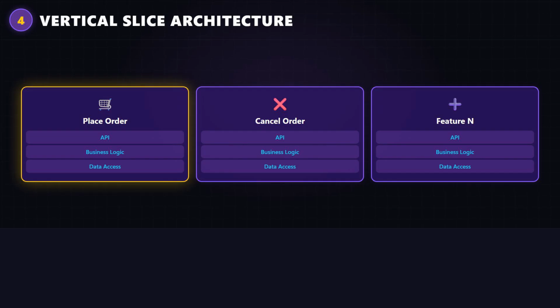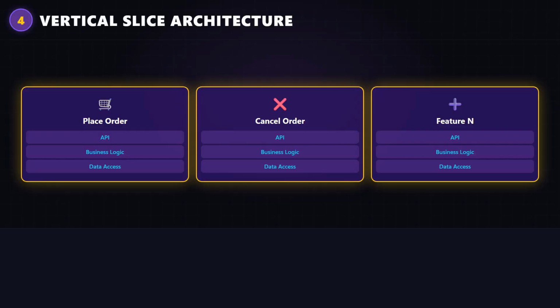So let's understand with an example. Let's say you have an e-commerce app with a place order feature and a cancel order feature. Instead of scattering the code for those across shared layers, each feature gets its own self-contained slice with everything it needs, independent from the others. So why is it great? High cohesion, low coupling, meaning each feature is its own little world. So you can develop faster and scale one feature without worrying about breaking another one.